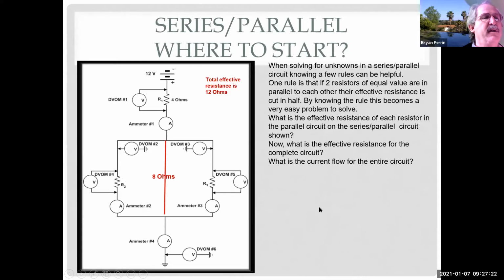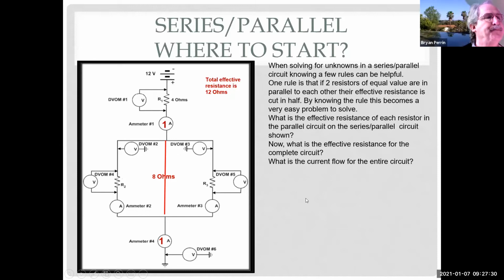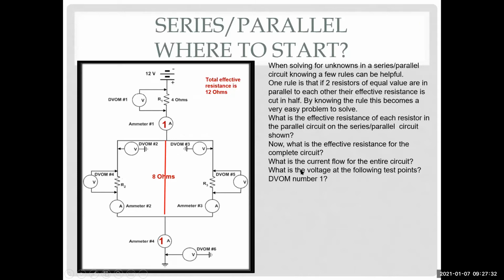What is the current flow for the entire circuit? 1 amp. So ammeter 1 and 4 are both going to read 1 amp. And what is the voltage at the following test points?